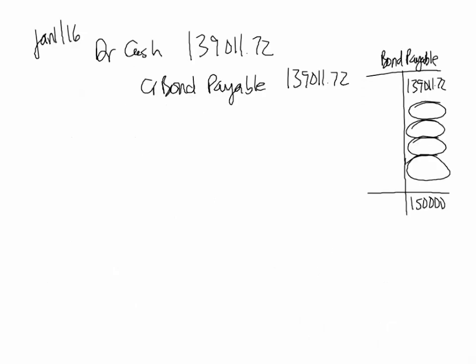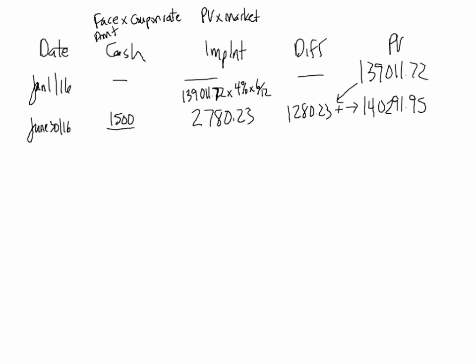If we jump back to where we were before, here it is. We're going to do $1,280.23. So we're increasing the value of the bond payable. If we looked at the statement of financial position right now at June 30th, what would it look like? Well, the statement of financial position would show this amount right here under bonds payable, long-term liabilities. The interest expense that would show up on the income statement would be the $2,780.23.